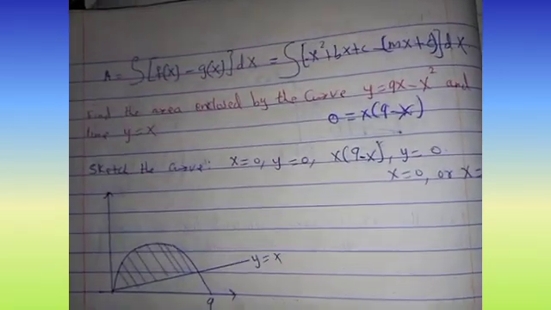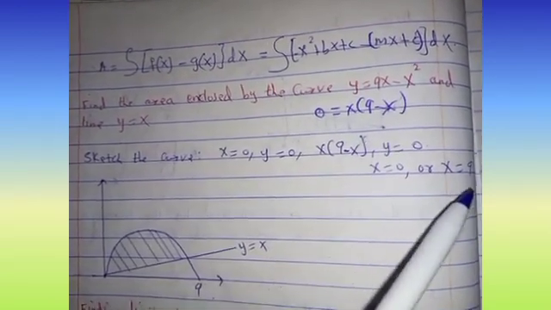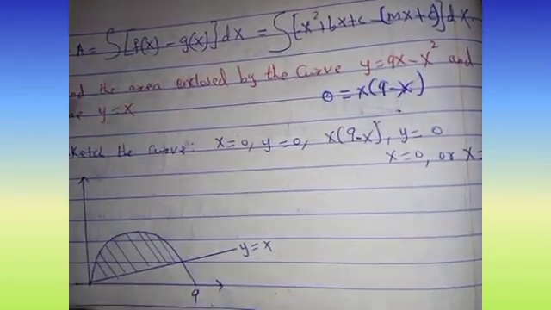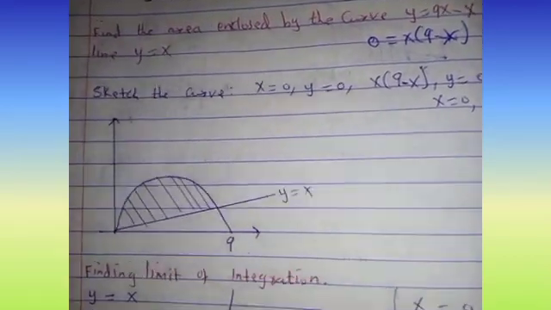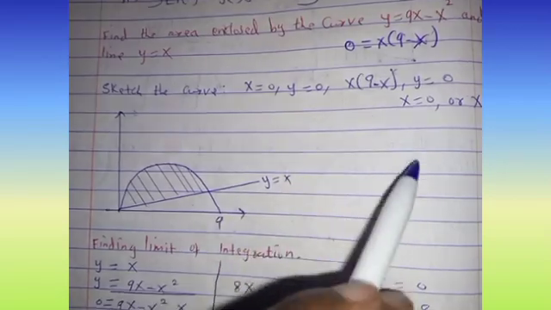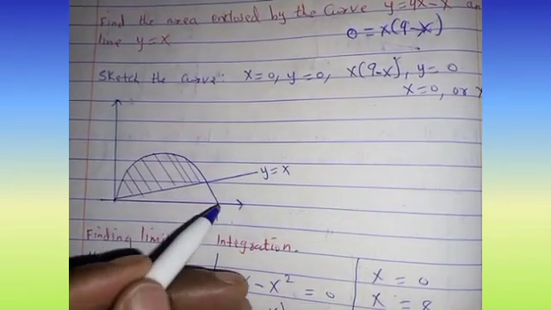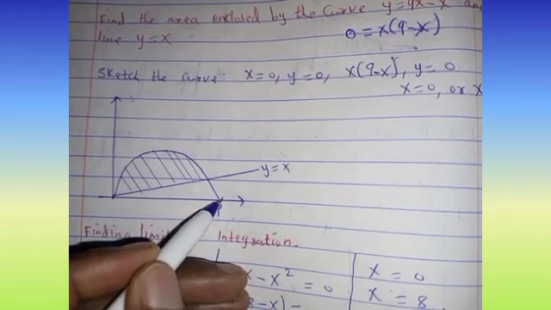So you have 0 is equal to x into bracket 9 minus x. So our possibility is that x is equal to 0 or 9 minus x is equal to 0. So that is what we are going to have. Meaning that our points are 0, 0 here, or 9, 0 here. Those are our points.